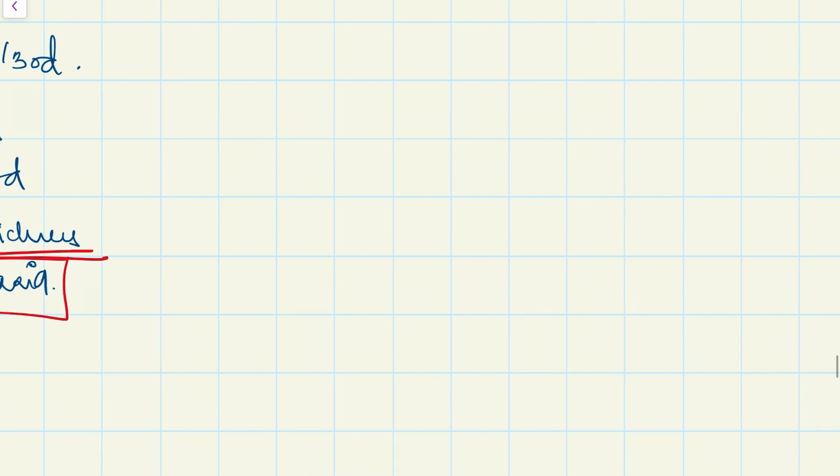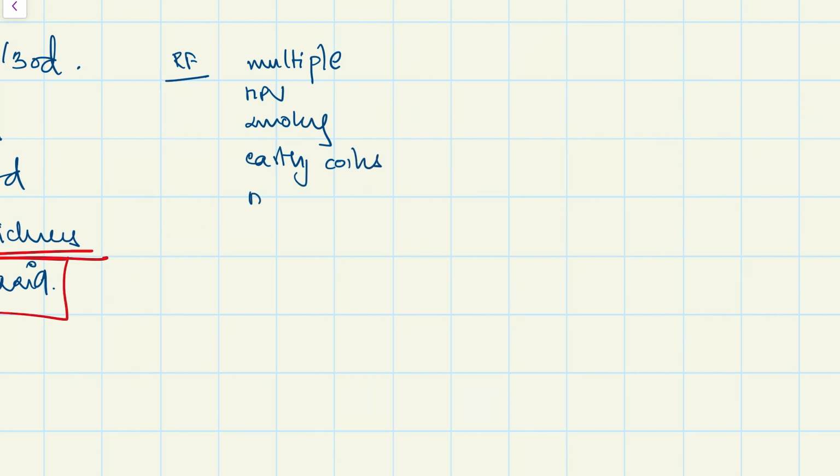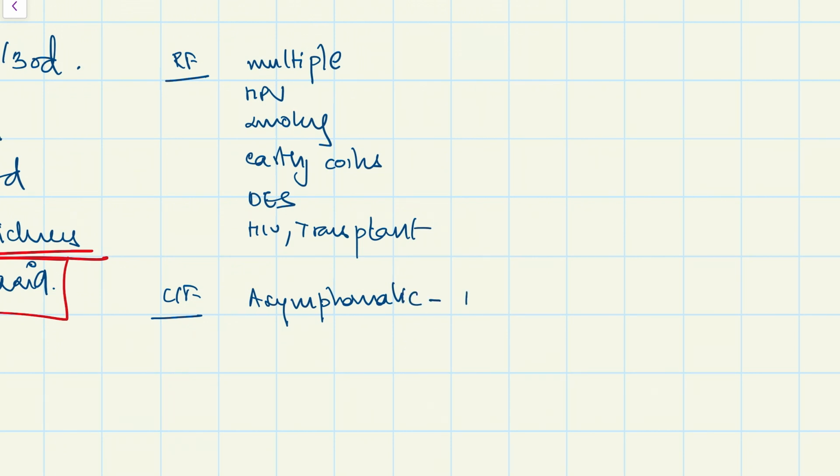Now the risk factors include multiple sexual partners, HPV infection, smoking, early coitus, DES exposure, and immunocompromised states like HIV and transplant patients. If you talk about the clinical feature, the patient is usually asymptomatic and is incidentally diagnosed on Pap smear, while the most common symptom associated with it is postcoital bleeding.